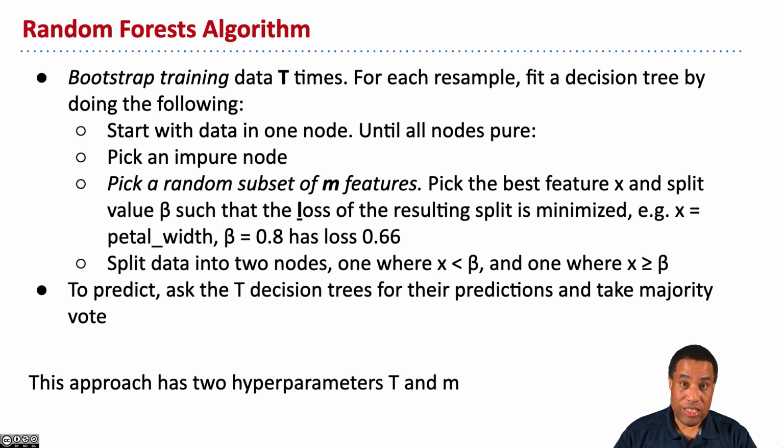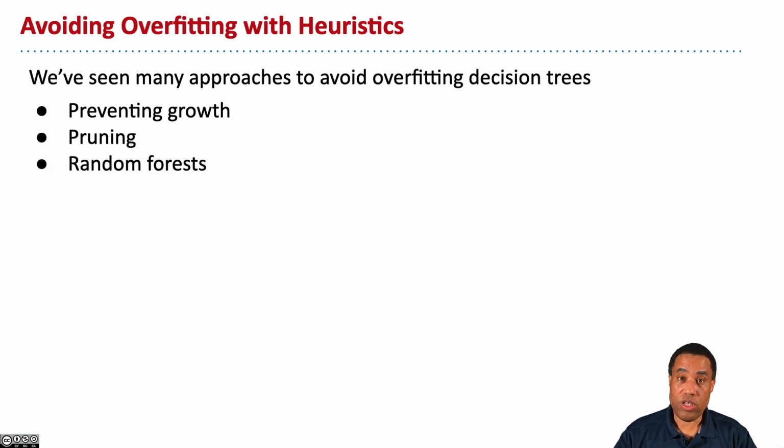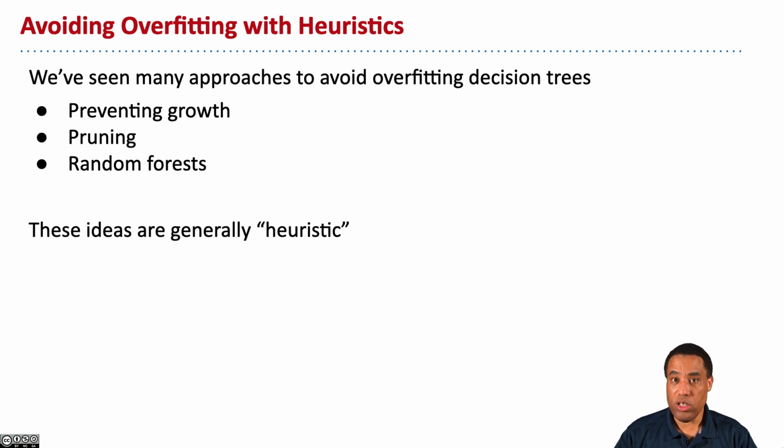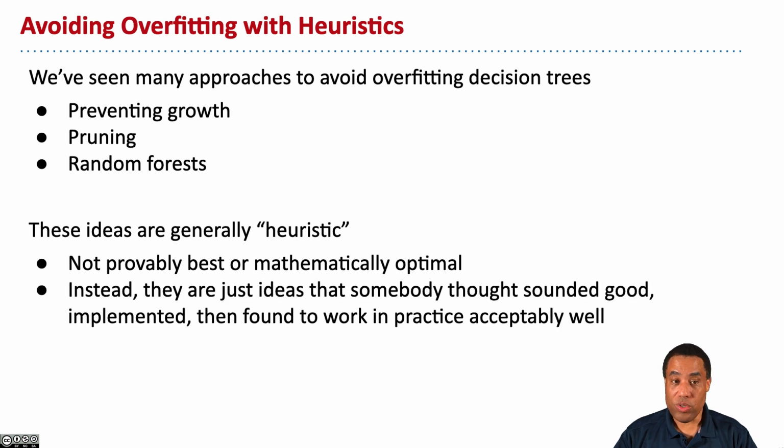So 2 key concepts here. One is that we're doing this bootstrap training, and the second is that we're picking a random subset of M features. So we've seen several different approaches to avoiding overfitting of decision trees. We can prevent the growth, or we can try pruning, or we can use something like random forests. All of these are really heuristics, right? We cannot prove that they will yield the best result, or that they're mathematically optimal. Instead, somebody was experimenting and said, what if I did this? What do I get? I get something that actually gives me good approximations of what might be the optimal choice. And so they work well.